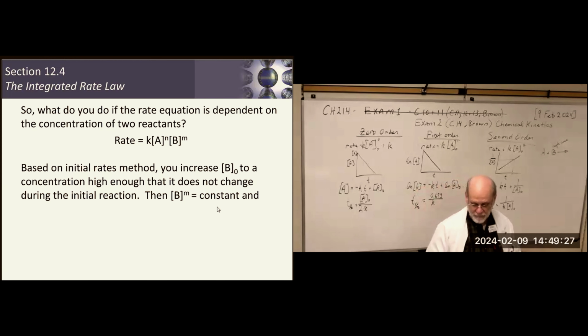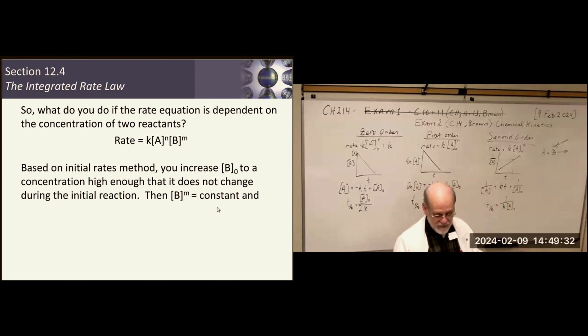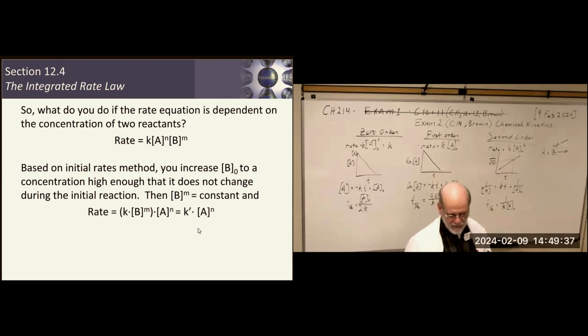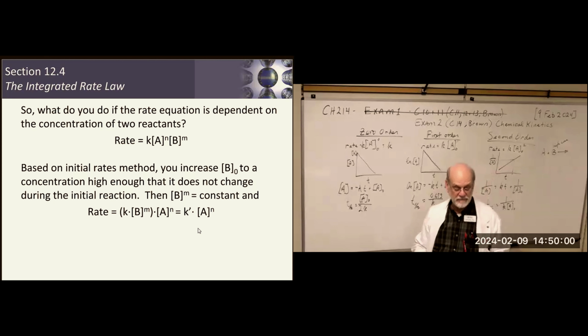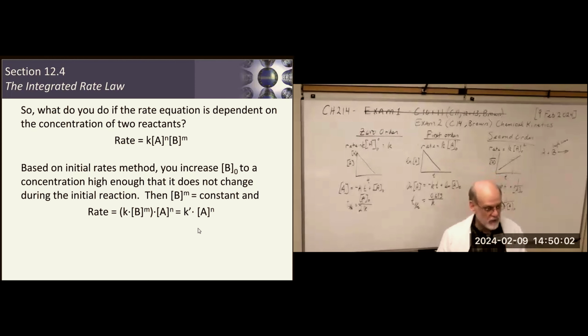So that's what you do. Right? You increase the concentration of the second one so high that it doesn't change during the reaction. And how do you deal with the rate constant? Well, if the B doesn't change, it's essentially constant. And then there's another K, the K that you're interested in, you combine the two. K and B to its power is constant. So that gives you a pseudo rate constant that we put a little tick mark by it. And that's the first one that you determine.